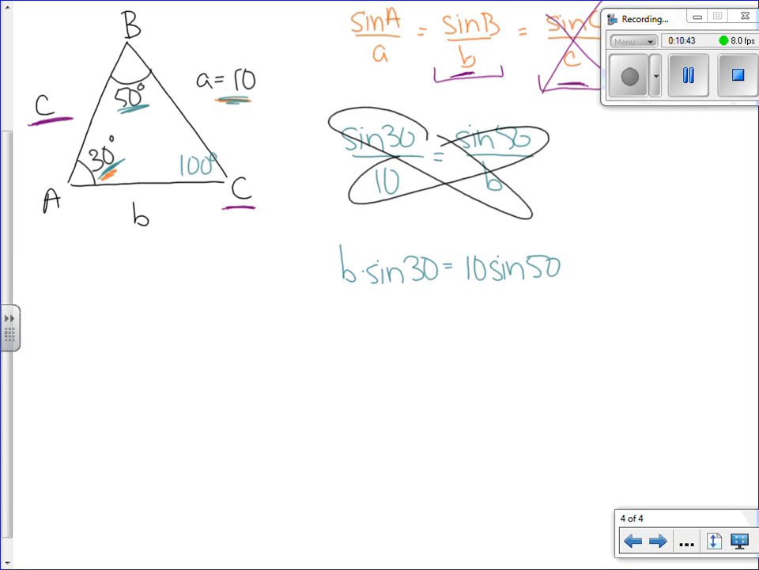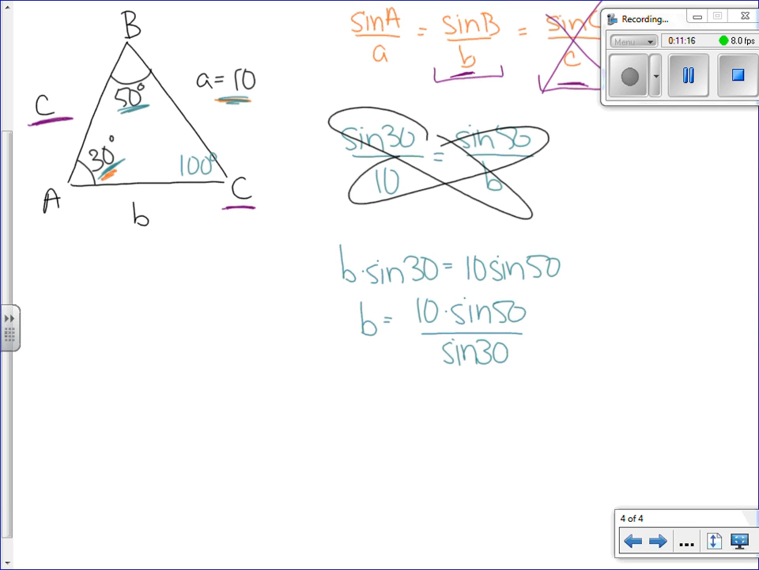Now, hopefully, we all can find the sine of 30 without a calculator because that's from a special right triangle. That's 1/2. But it's okay if you don't. Because to find b, we'll just divide both sides by the sine of 30. So b equals 10 times the sine of 50 all over the sine of 30. And even though we all know the sine of 30 from special right triangles, we don't know the sine of 50 from special right triangles. So it's just easier to use your calculator.